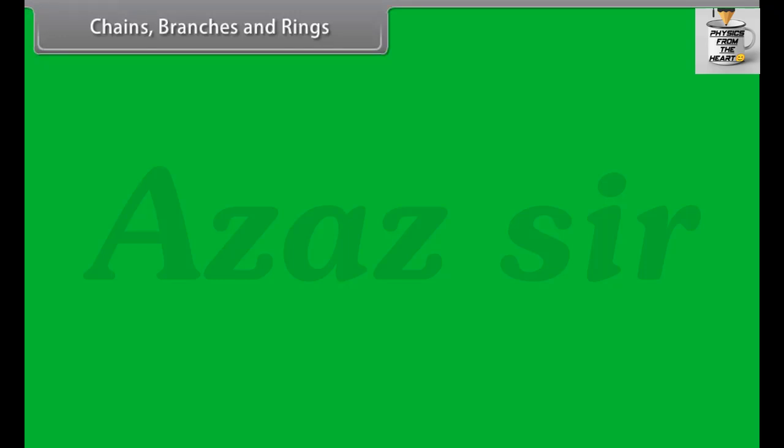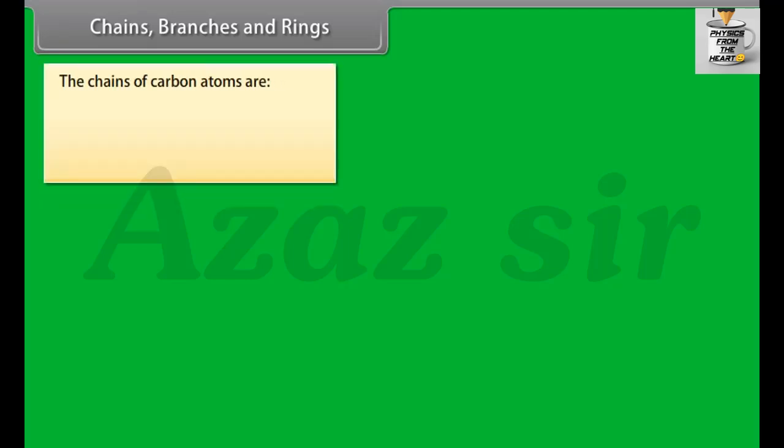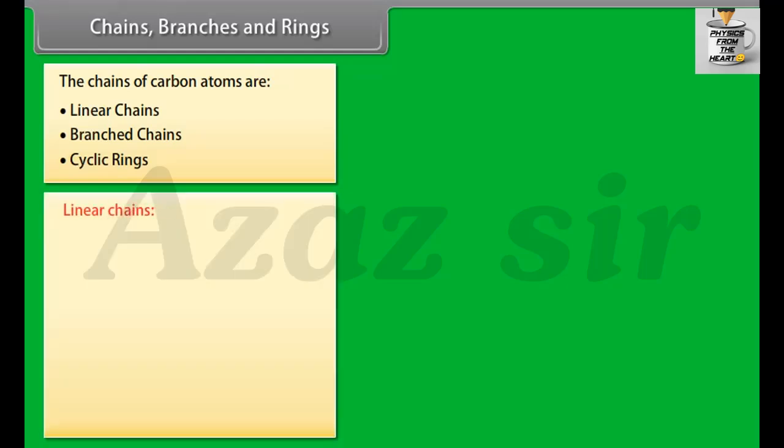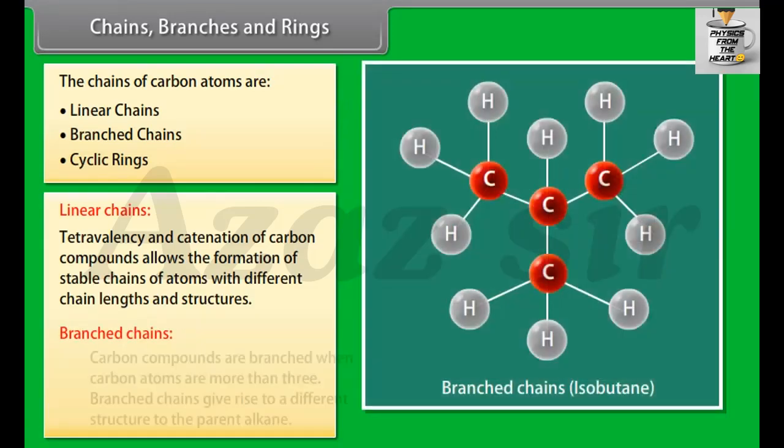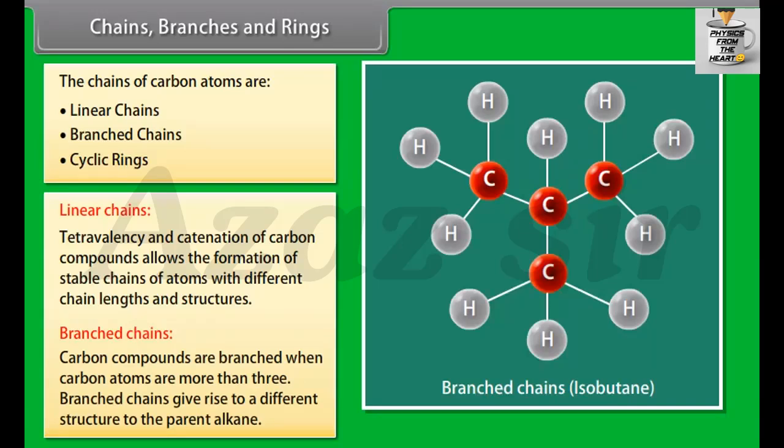Chains, branches, and rings. Many compounds contain carbon atoms that are linked with each other. The chains of carbon atoms are linear chains, branched chains, and cyclic rings. Linear chains. Tetravalency and catenation of carbon compounds allow the formation of stable chains of atoms with different chain lengths and structures. Branched chains. Carbon compounds can be branched when the carbon atoms are more than 3. Branched chains give rise to a different structure to the parent alkane.